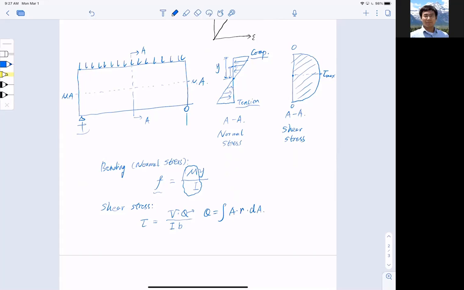Wait, let me see. Area distance is the integral of distance over area, distance dA. Oh, sorry. Let me just remove this. Yes. Okay, so this is what it is. Okay, so you think of it, right?